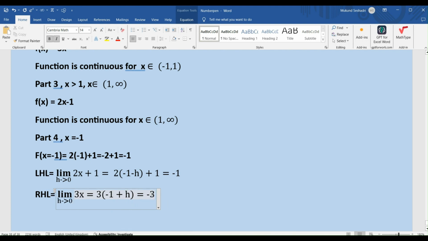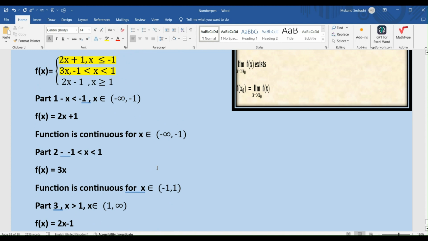We have our left hand limit, we have our right hand limit, and we have our f of x equals minus 1, right? So my LHL is not equal to RHL in this particular example, right? And what does that mean? It means that the limit does not exist, right?